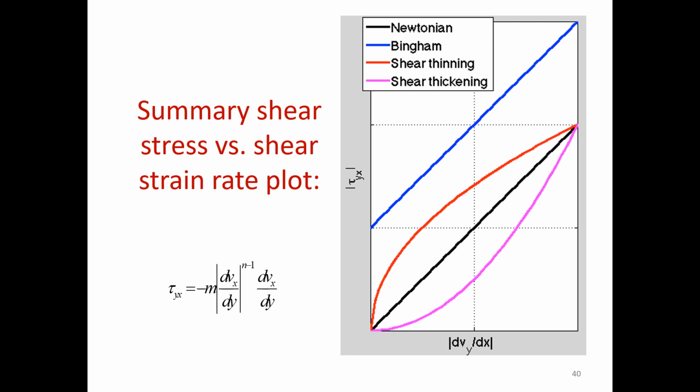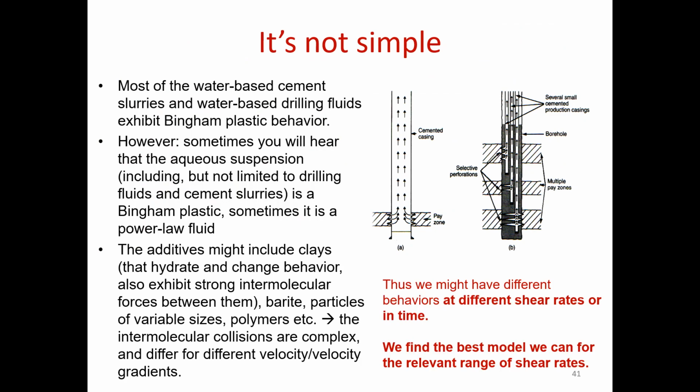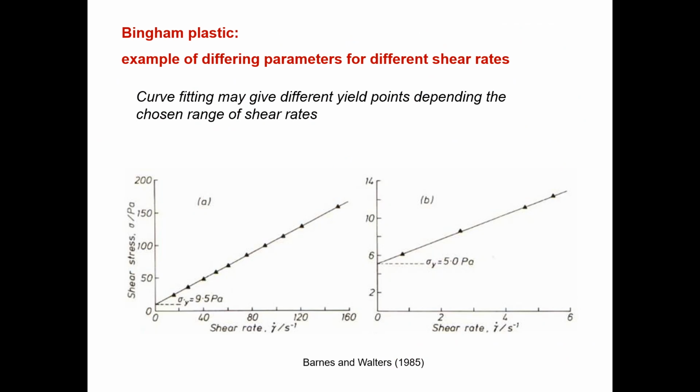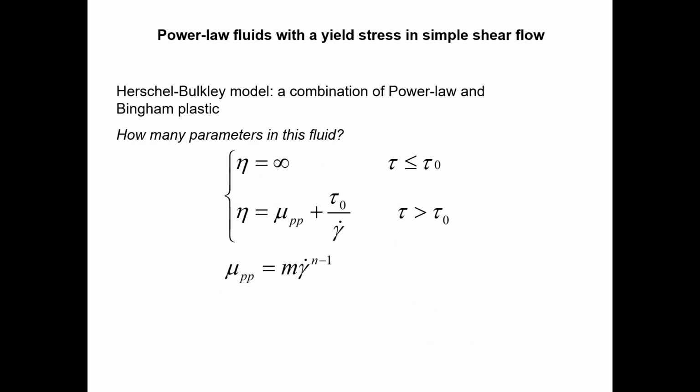So, these are the plots. We went through this. This is shear stress versus shear rate. We said, okay, for one thing, depending on the range, I might actually see different behaviors in different ranges of shear rate. So that is common. Or I might have something like this. Herschel-Bulkley is a pretty common model.